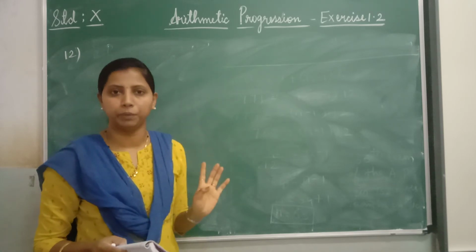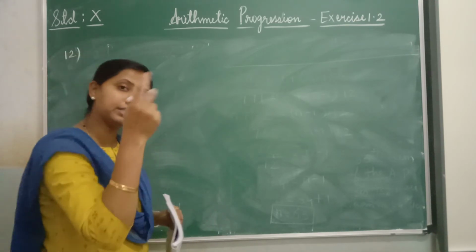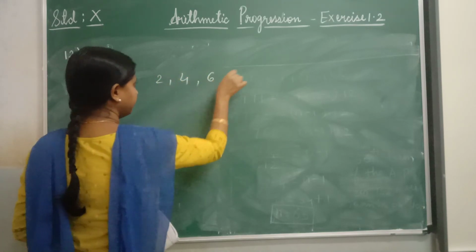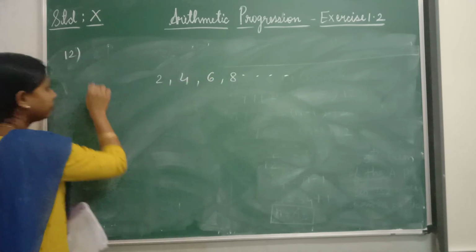They have not given the APs. Now for example, let us consider two APs where the differences of both the APs are the same. You can take any example. For example, 2, 4, 6, 8 and so on. This is the first AP.